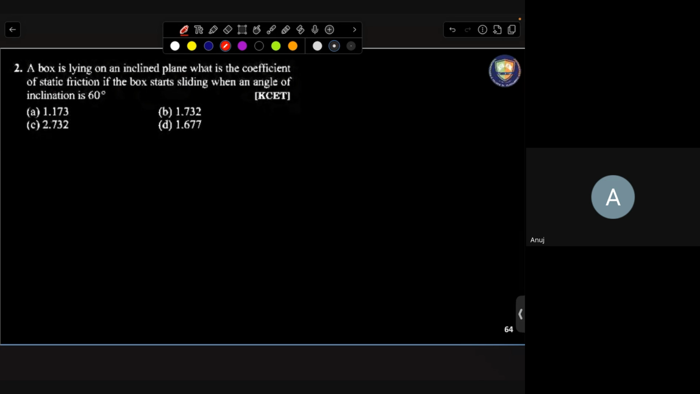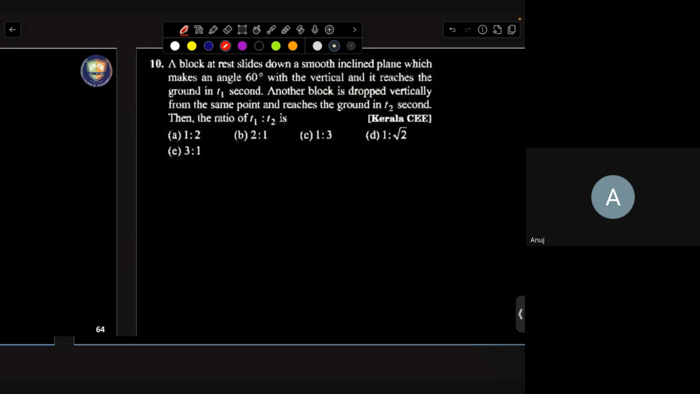Yeah, actually this question is easy as I can see the answers coming up. So basically we know mu is tan of theta, angle of inclination, tan 60 is root 3. Root 3 is 1.732. So this was an easy question. So 1.732 is the answer. And you can see that these are the types of questions they will be asking in K-CET. So you can just brush up the basics and solve some decent questions, you are good to go for K-CET. Okay, see this one.